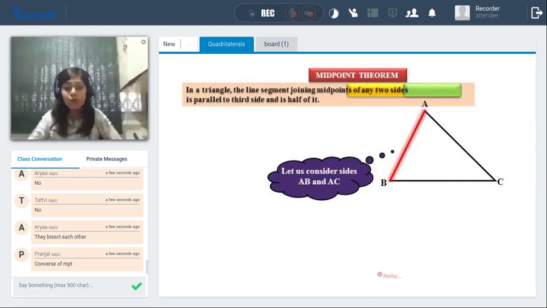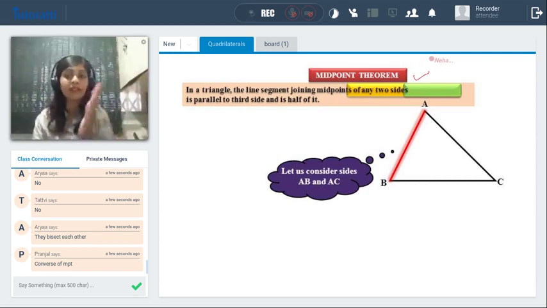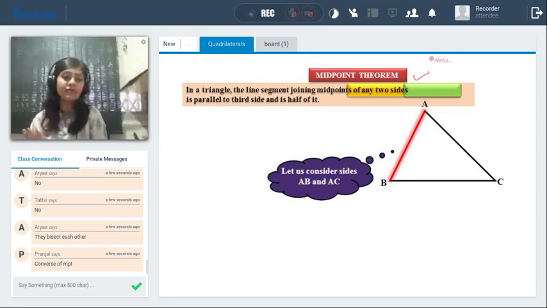Now, the most important theorem, like I said, and the most important proof as well. Students, the proofs of the midpoint theorem and the converse of the midpoint theorem are extremely important from the point of view of exams. In most cases, you will surely get to prove one of these theorems. So let's try to prove the midpoint theorem. We have already seen sums on it and how to apply it. Now we will see how to prove this theorem.